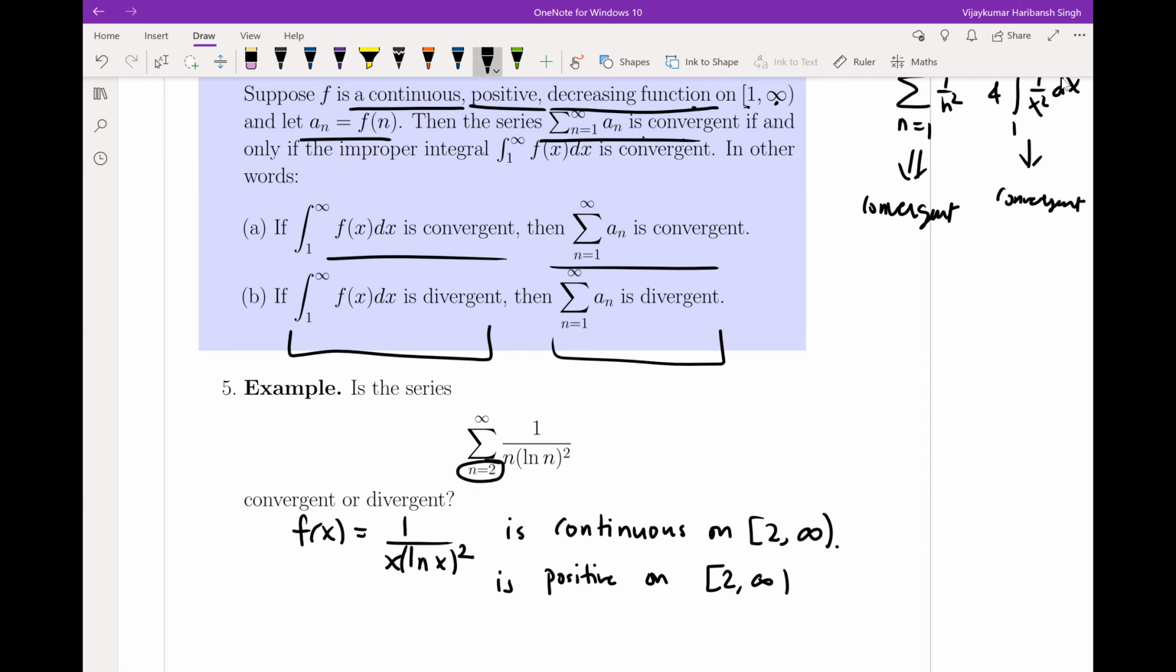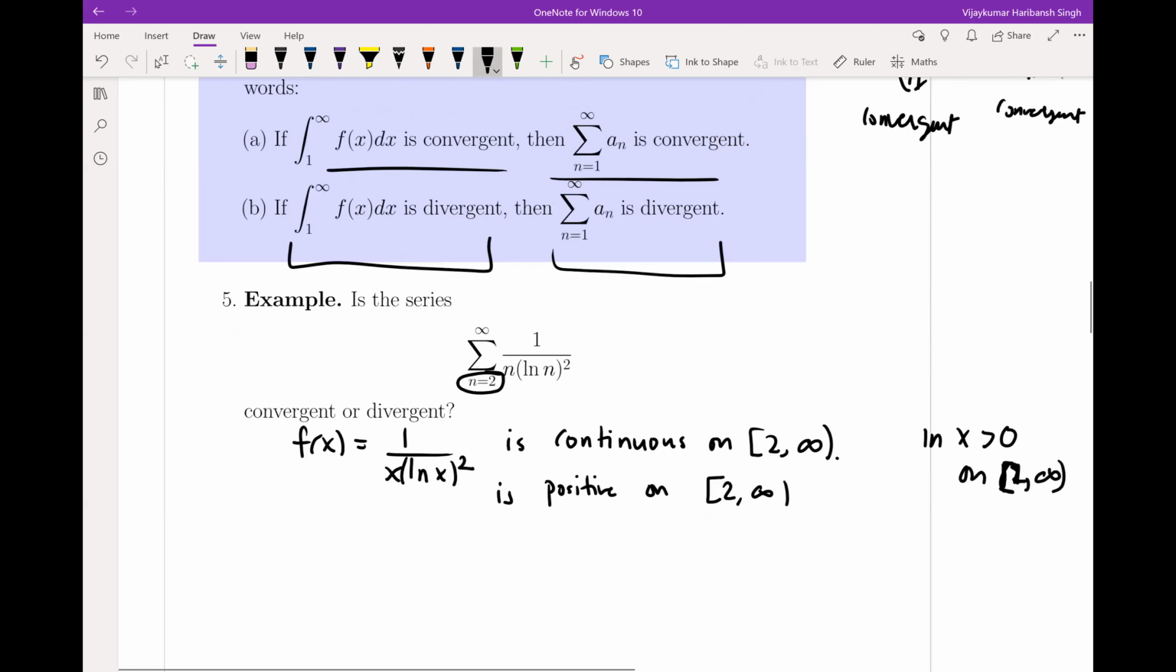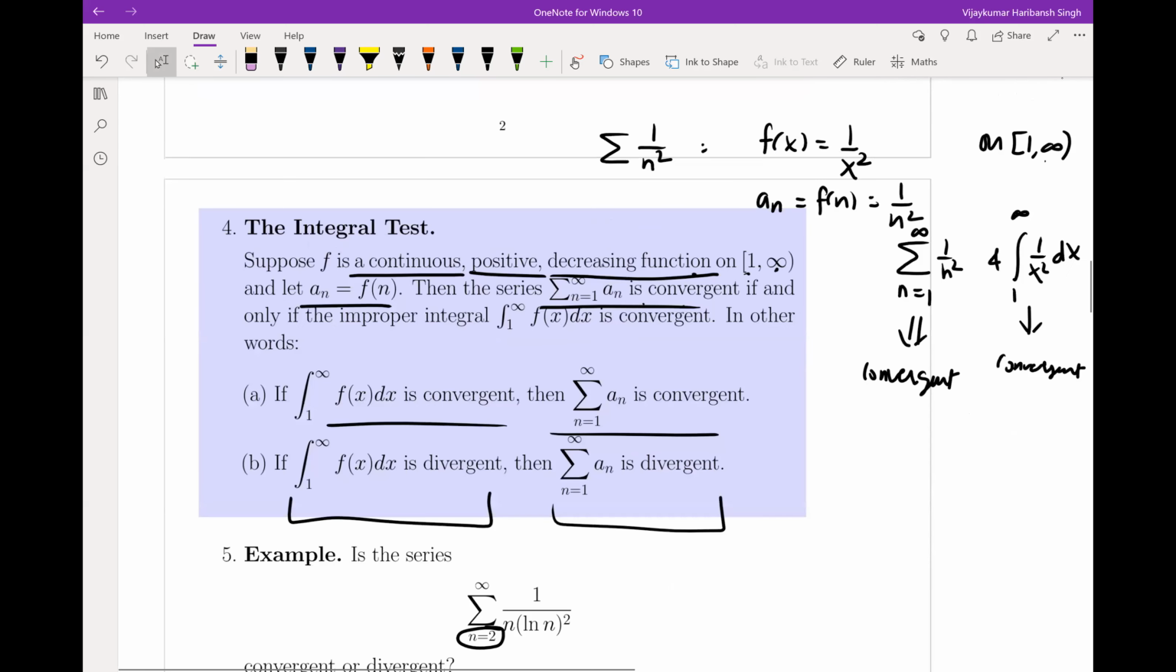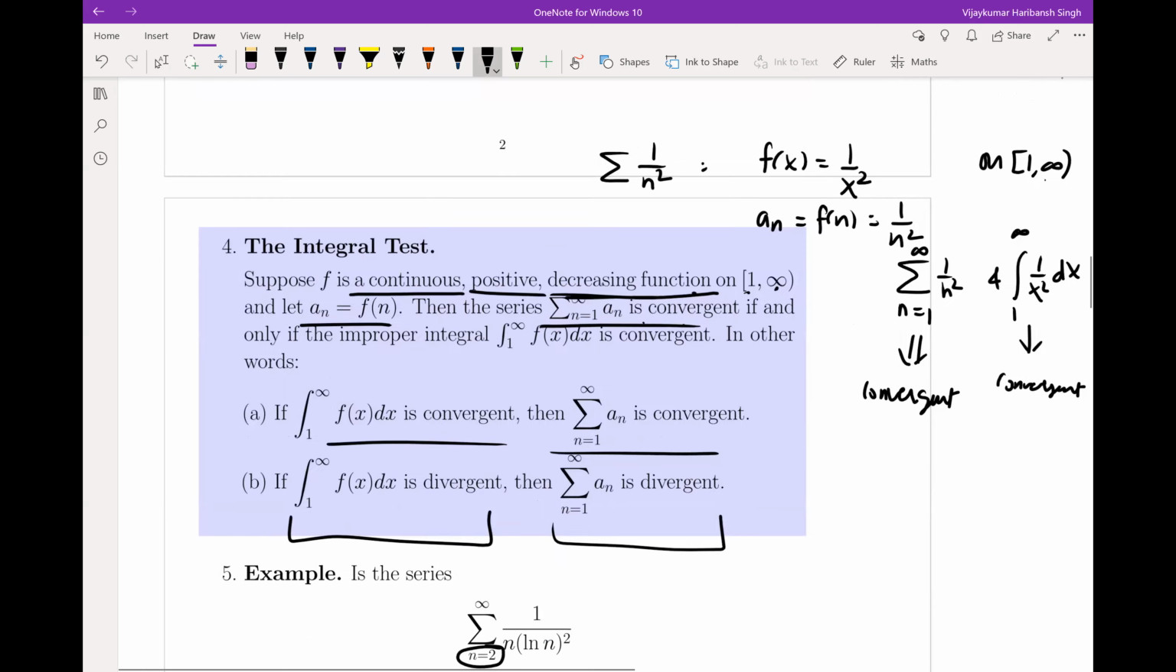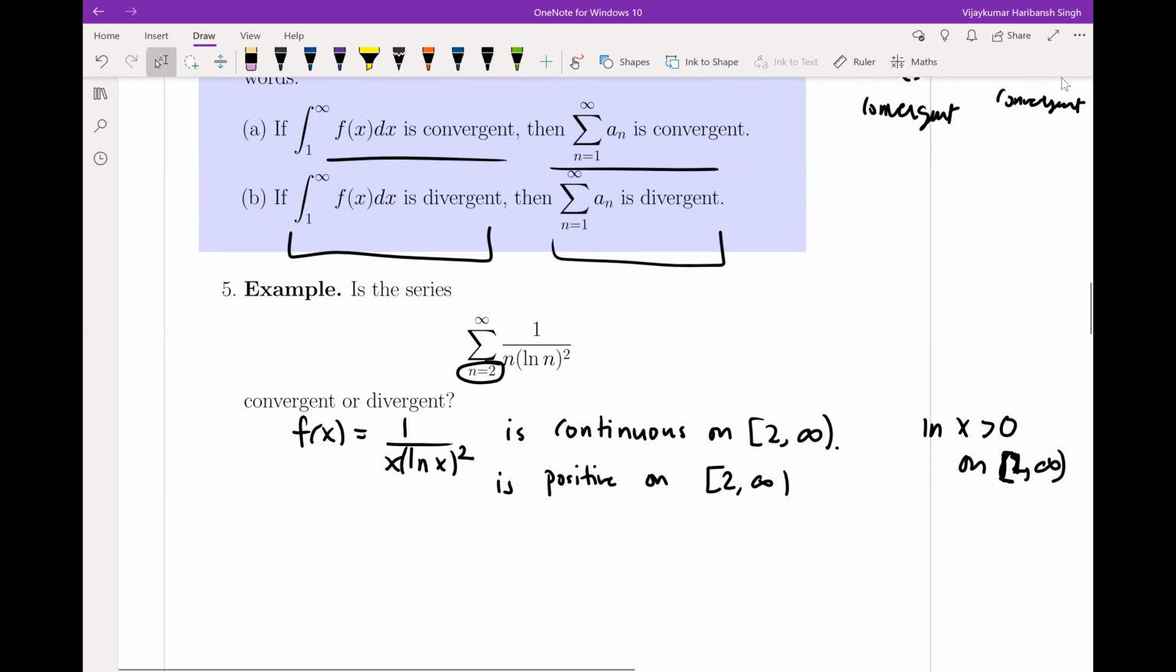ln x is strictly greater than 0 as soon as you pass 1, because ln 1 is 0. So in particular, it's going to be greater than 0 on 2 to infinity. If you take the reciprocal of a positive function, you get a positive function. So it's continuous and positive. And the third thing we need is that it should be decreasing. So for that, let's take the derivative of this.